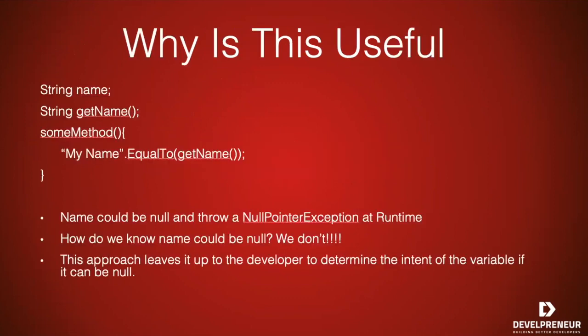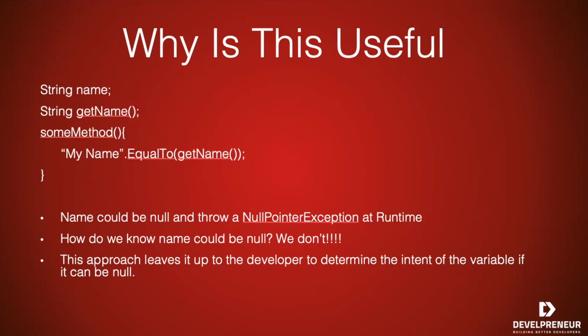So why is this useful? Well, one of the biggest problems with Java, even from the day it was created, is that the intent of our methods and our variables is not really clear as to whether we're going to have a value or not. We have an example here: String name, String getName, and then some method that tries to assign String name equal to our getName, which should return the name. The problem with this is name could be null and throw a null pointer exception at runtime.